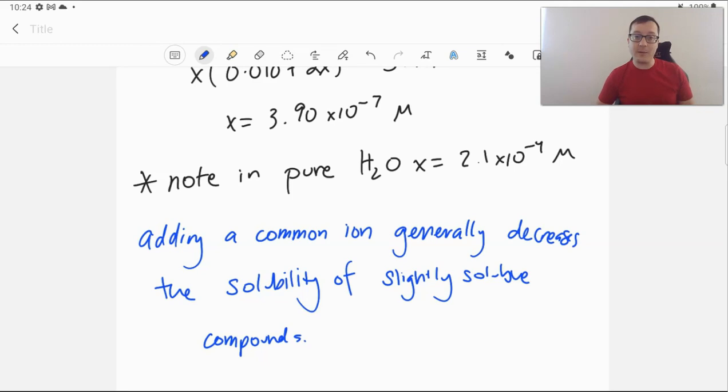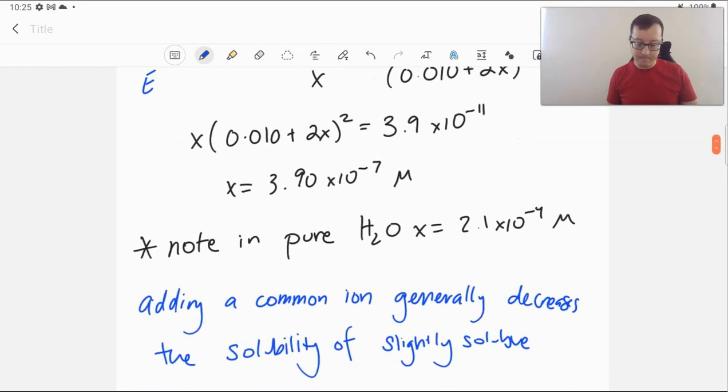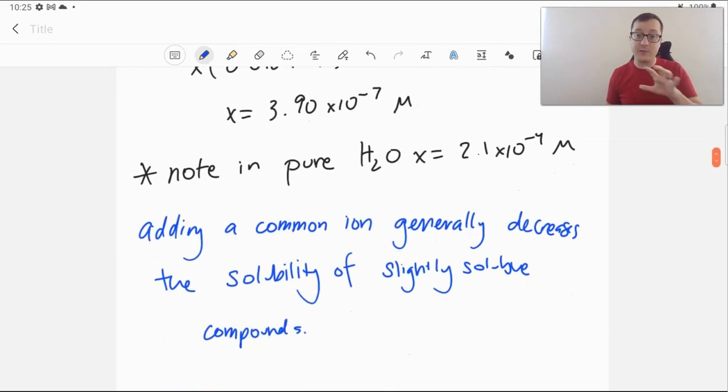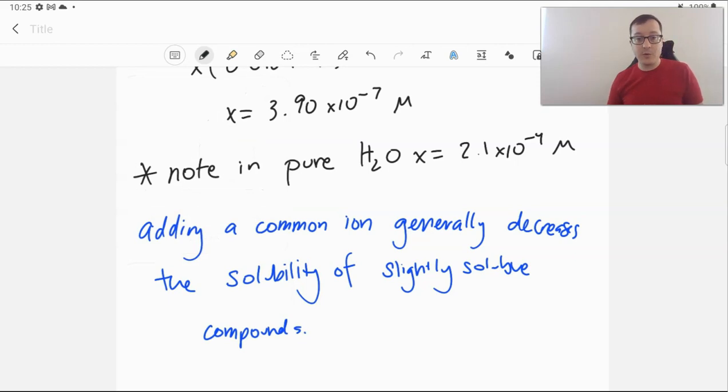So when you add a common ion, you just need to do the ICE table again. That's our ICE table right here, of course. And you should see that your solubility will go down. So common ions reduce your solubility, generally speaking, by and large. By contrast, we will see another way of making things more soluble. And we're going to do that in our next video, where we study formation of complex ions.